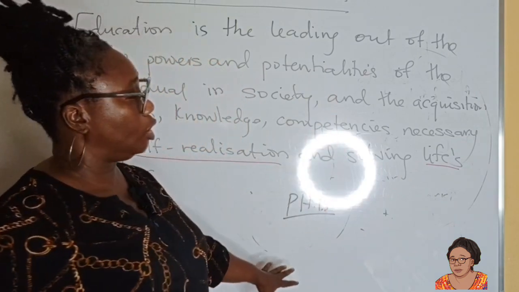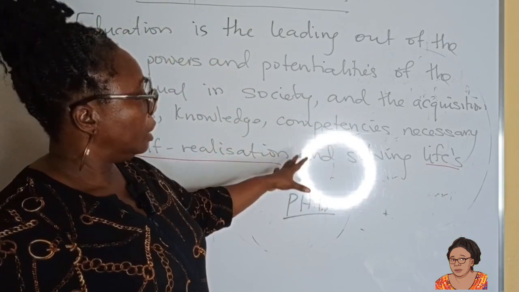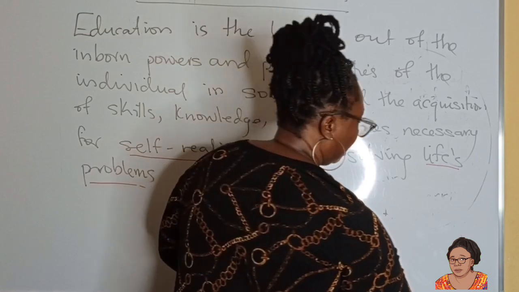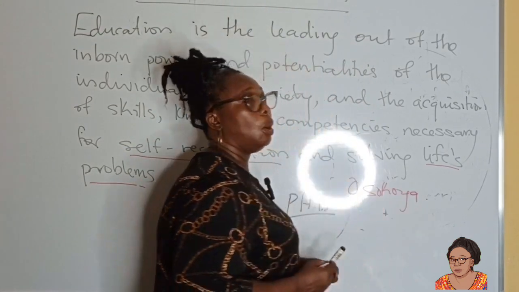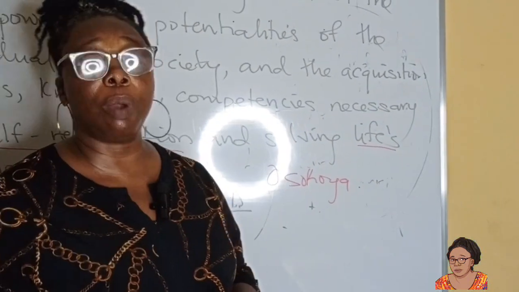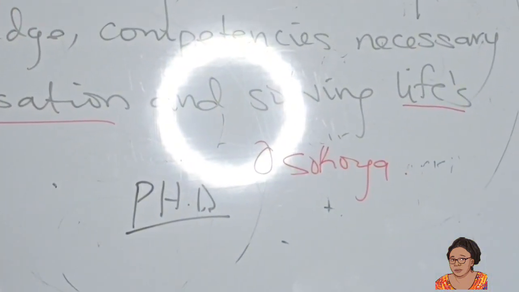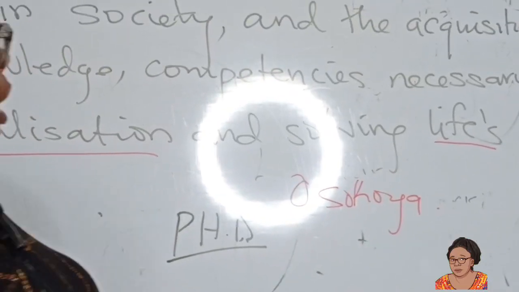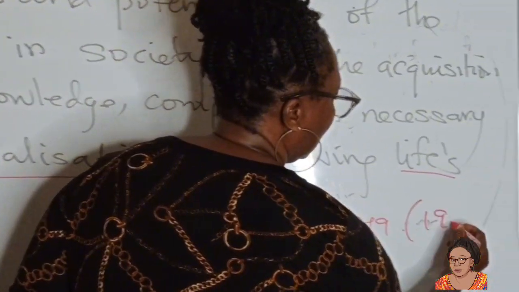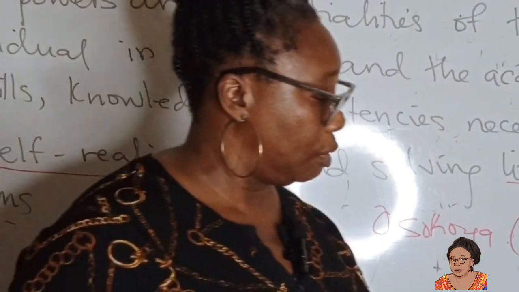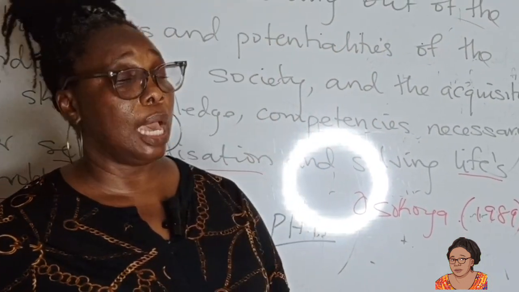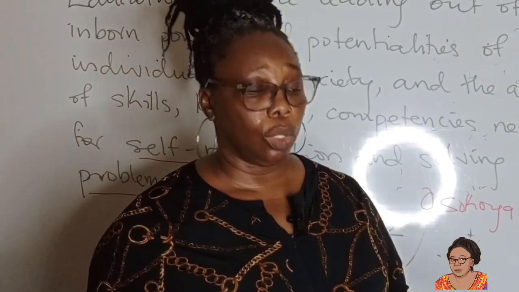So that is the definition of education. And this definition was given by a man called Oshokoya. Oshokoya was or is still probably a lecturer, professor in the University of Ibadan. That is the definition he gave in his book in 1989. And although there are lots of definitions you can use, personally, I have used this definition because I like it.